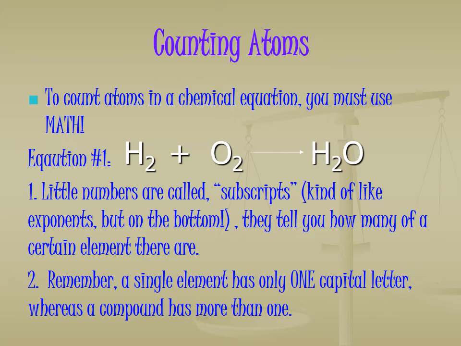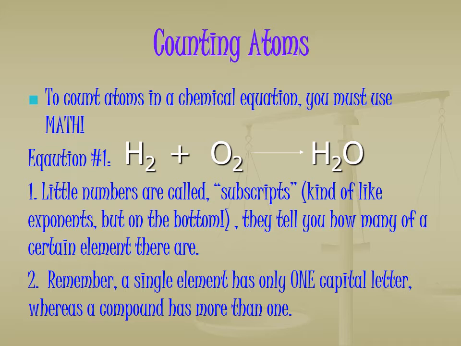Subscripts tell you how many of a certain element there are. So if we look up at the H, there's a subscript of 2 that tells you that there are 2 hydrogen atoms reacting with 2 oxygen atoms, and then that arrow is called a yield sign. The yield sign is said as hydrogen plus oxygen yields H2O.